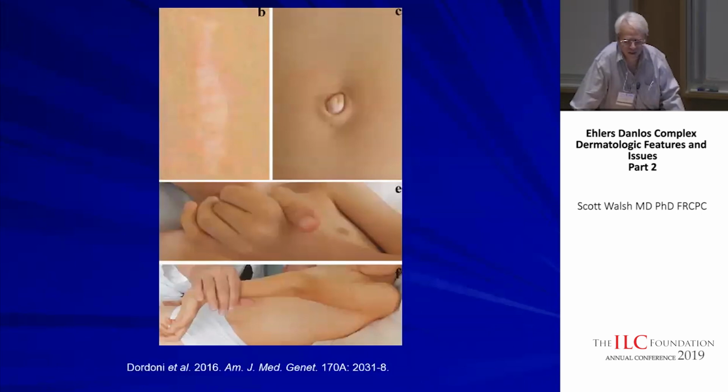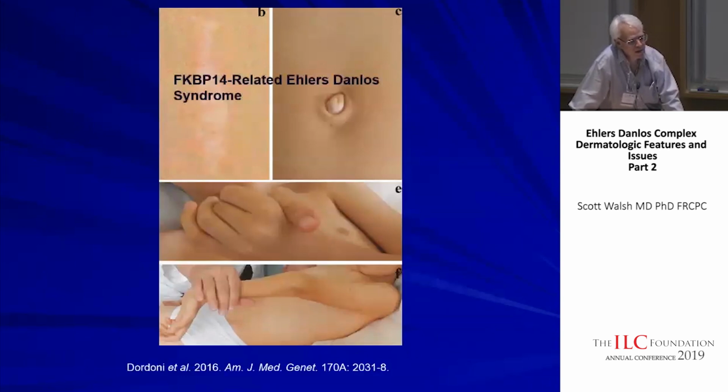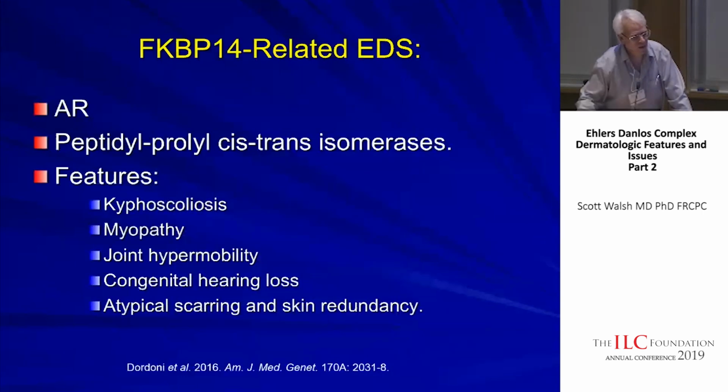And so here you can see atrophic scarring, umbilical hernia, hypermobility. And this is FKBP14 related Ehlers-Danlos, a rare Ehlers-Danlos, but this is just because one of those proteins doesn't twist a molecule on the collagen when it's being made into a protein. And it has repercussions in many different organ systems when that doesn't work. Because remember, collagen is in many different organs. So you get kyphoscoliosis, myopathy, joint hypermobility, even hearing loss.